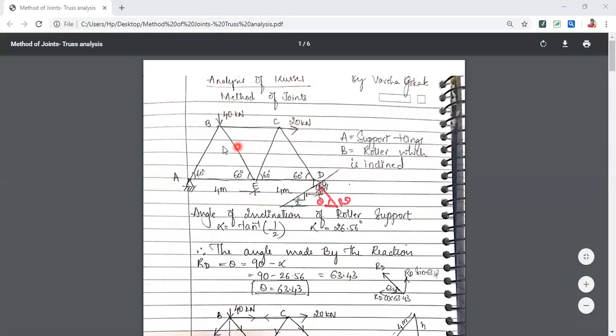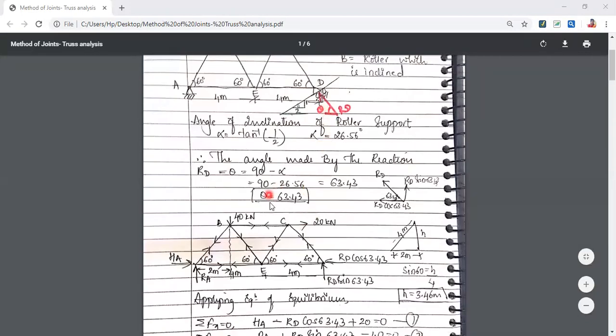Coming to this particular numerical: analyze the truss and find all the member forces. Joint A is a hinge and joint D is a roller, which is inclined. The inclination of this roller is given as a 1 by 2 slope. From this, first I'll find the angle alpha, the angle of inclination, which is 26.56 degrees. Now the reaction RD is perpendicular to this plane, and it makes some angle theta with the horizontal. How to get this theta? This is 90 degrees, this is 26.56, so theta would be 90 minus 26.56, that is 63.4 degrees.